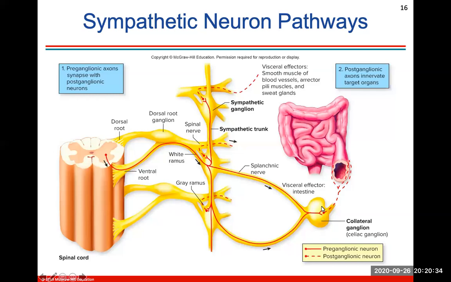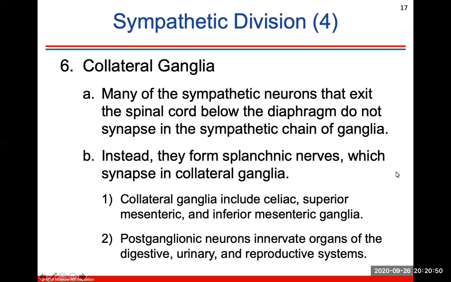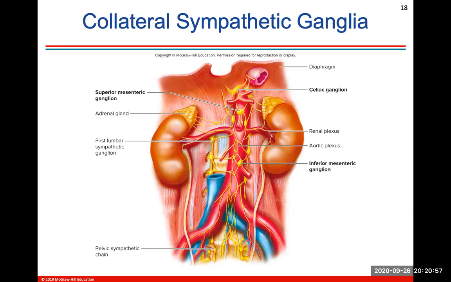And you can see here where those ganglia will be. Any sort of bulge in the nerve pathway will be where a ganglion is, and this will be where a preganglionic neuron will synapse with a postganglionic neuron. Collateral ganglia, there's other ganglia throughout the body, and I'll let you read through where they would be located. And this is some of the other places where other collateral sympathetic ganglia are located. And again, these ganglia are where preganglionic neurons synapse with postganglionic neurons.